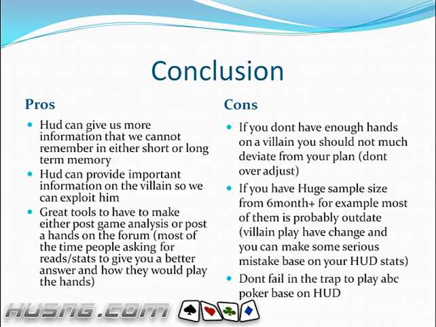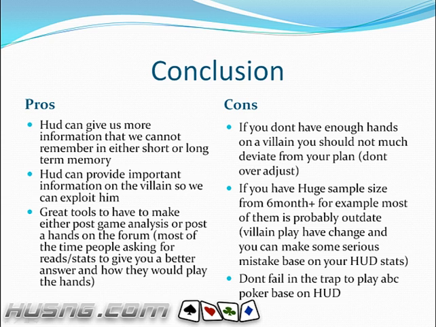Cons: if you don't have enough sample size on the villain, you should not deviate much from your game plan. Let's say a villain is just 3-betting you 2-3 times in a row. You should not over-adjust according to those 3 hands, because the villain can just catch a hand sometimes, and you should not over-adjust right now, I think. So don't make these mistakes.